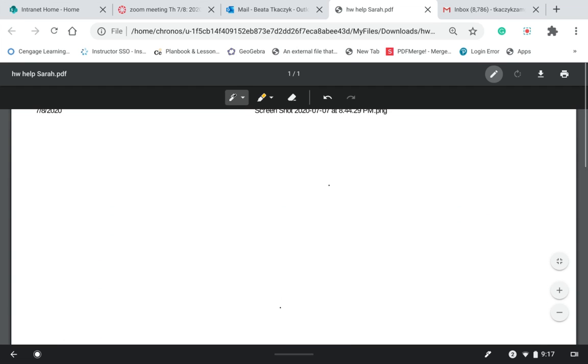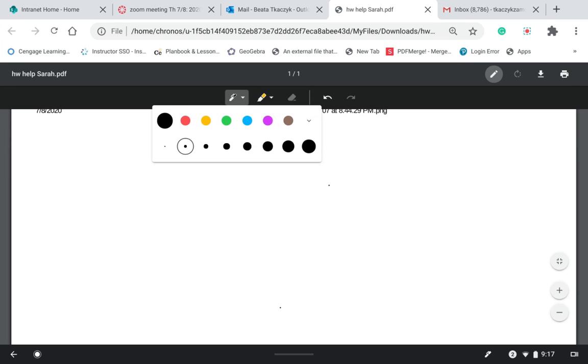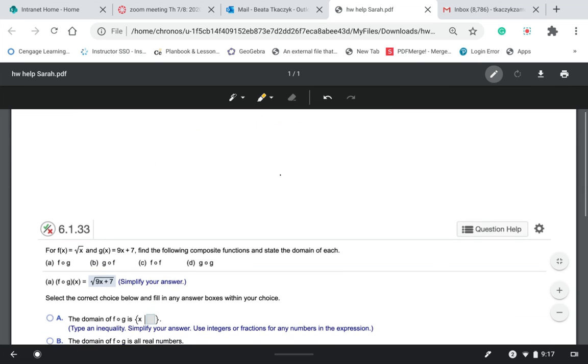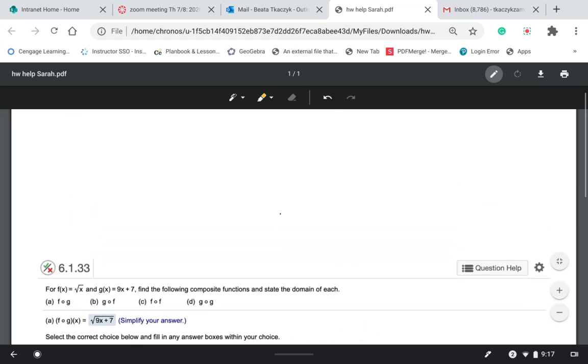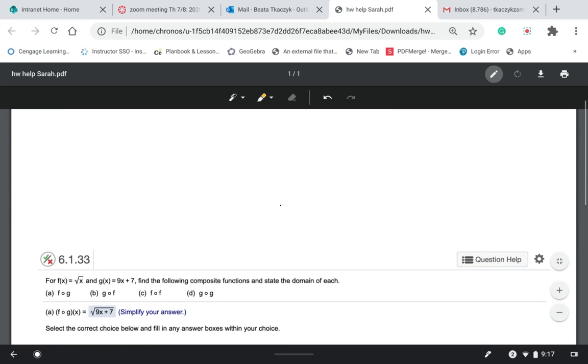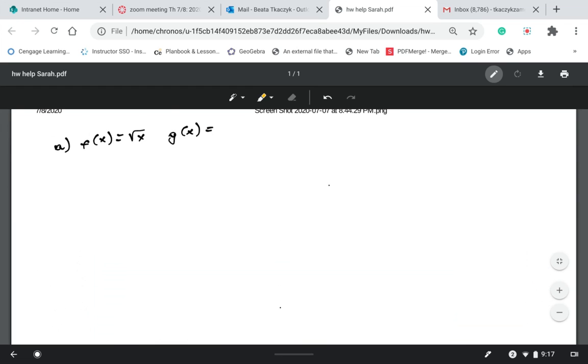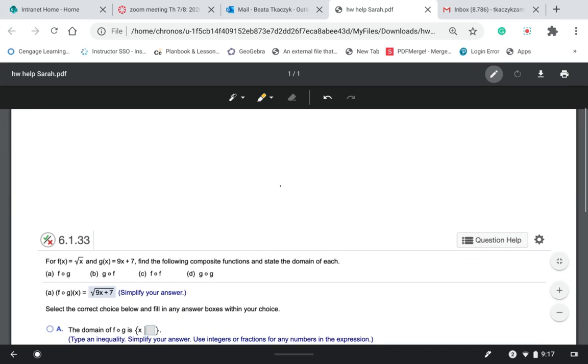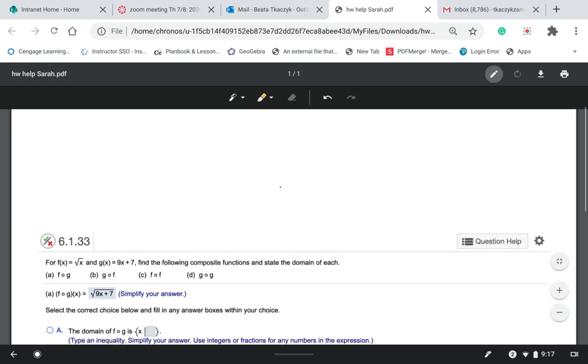Okay, I will start with A. So we have f is equal square root of x, g of x is equal 9x plus 7. In part A, they ask f composed with g.